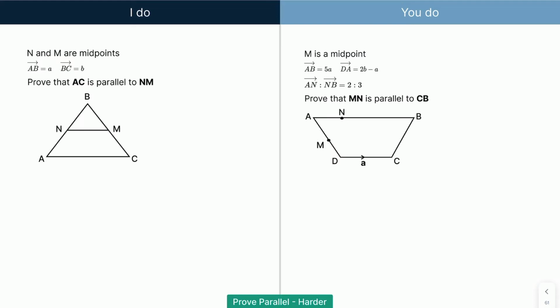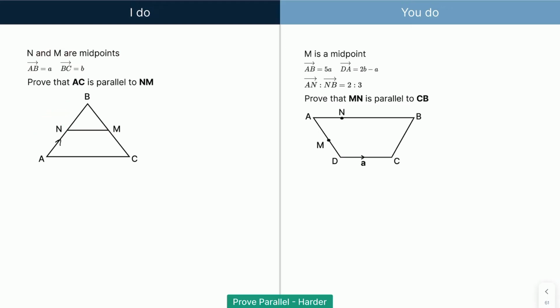And then you'll have questions like this, where it's essentially saying, prove AC is parallel to MN. So the first thing you need to do is find AC, then find MN. So let's do this. A to B, we have been told M and N are midpoints. A to B is a. Okay, let's deal with that first.